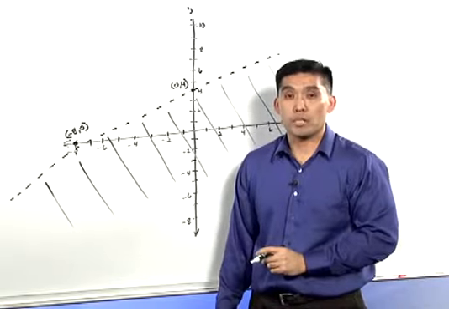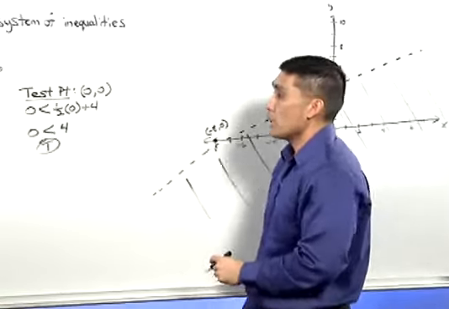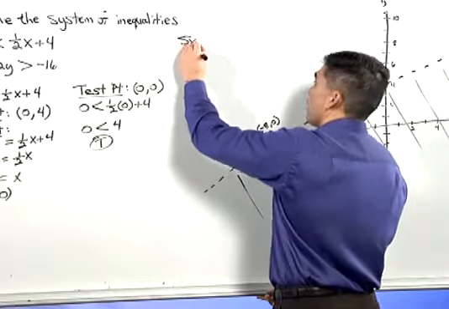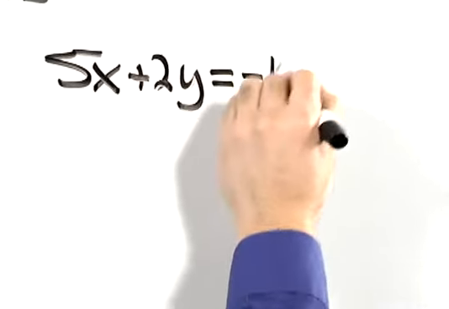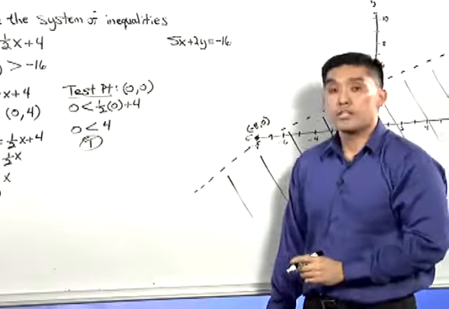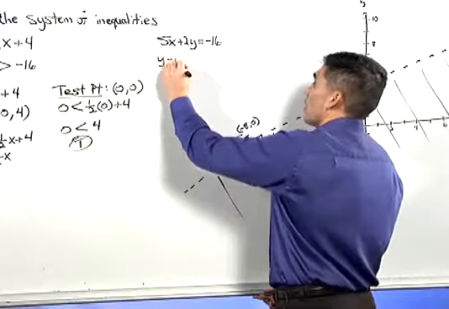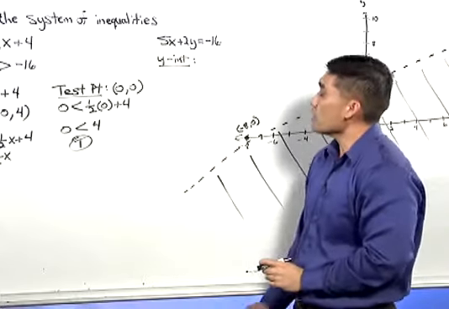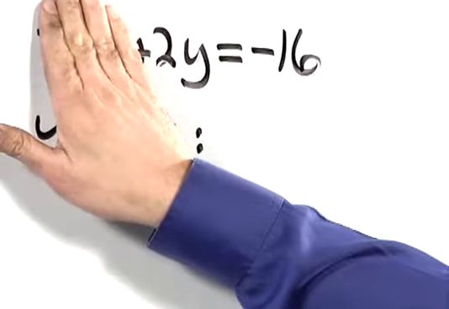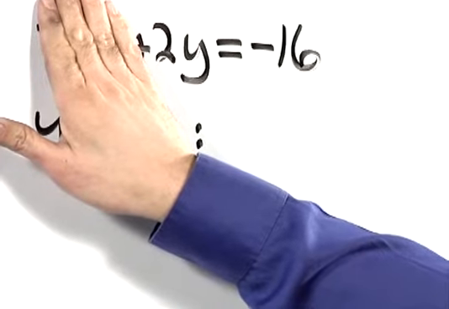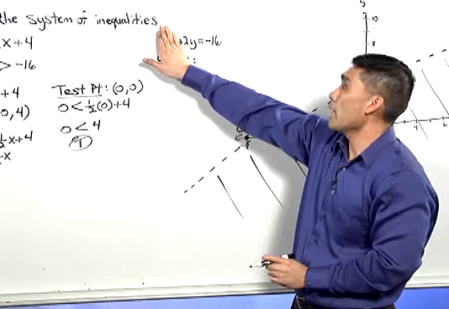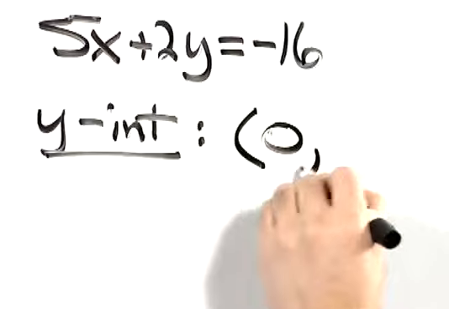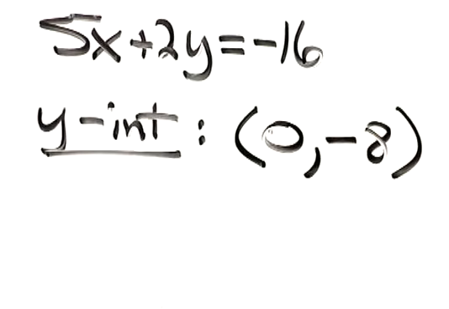Now let's handle the second inequality. The second inequality we're going to handle the same way. First graph as if it were an equal sign. 5x plus 2y equals negative 16. To find the y-intercept, we always let x equal 0. In this case, if we let x equal 0, all we're left with is 2y equals negative 16. And solving for y, we end up with y equals negative 8. So our y-intercept is 0, negative 8.